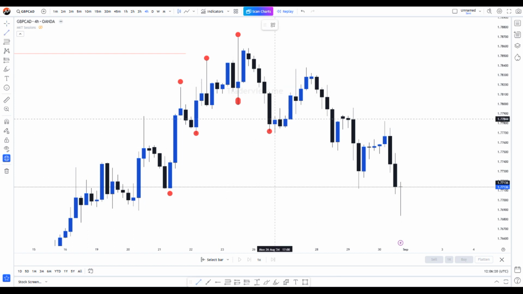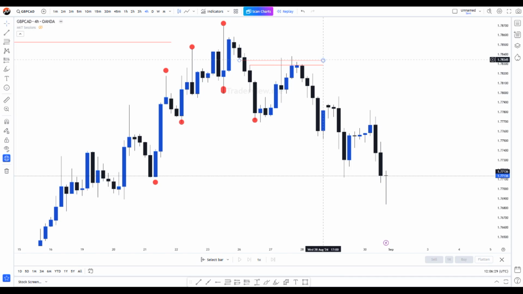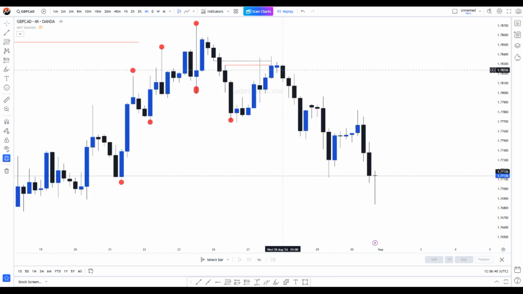Price just came to fill that imbalance right there. Then after filling the imbalance, I like to keep things very simple and nice. I just like to keep my charts nice. Good. So after price came to fill this imbalance, we saw that we had this low here, so we're expecting price to actually take out this low. So price came to take out this low.